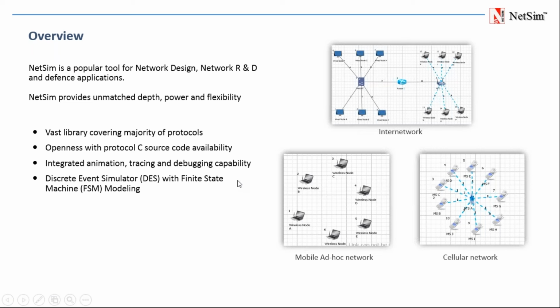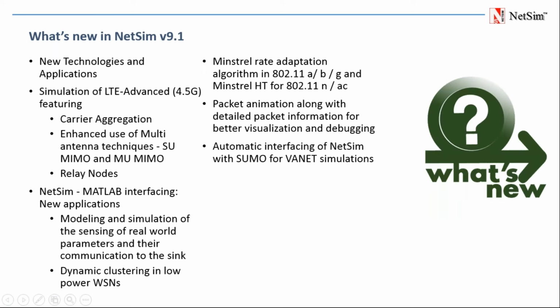Now, what's new in Netsim 9.1? The latest version of Netsim is 9.1, which was launched earlier. Some new features have been added to the existing version. LTE-Advanced features have been added with carrier aggregation and multi-antenna techniques, such as SU-MIMO and MU-MIMO. Some relay nodes have also been added.